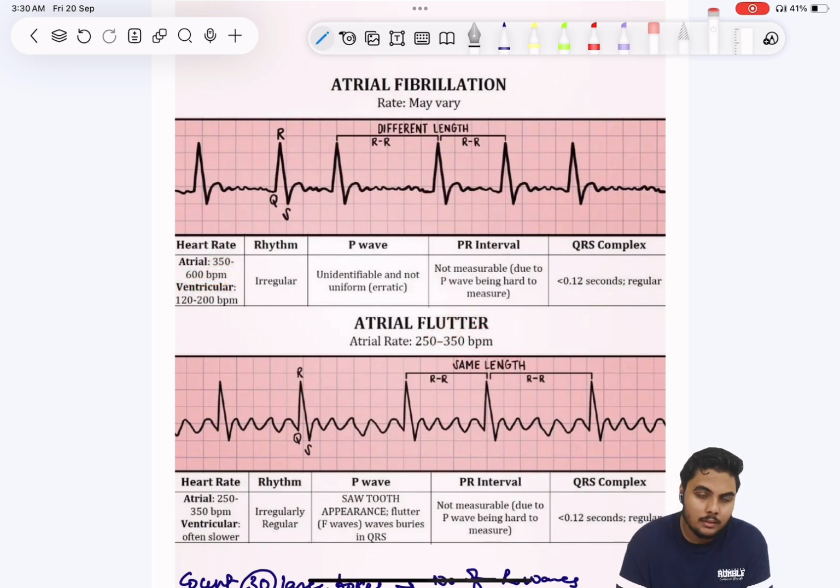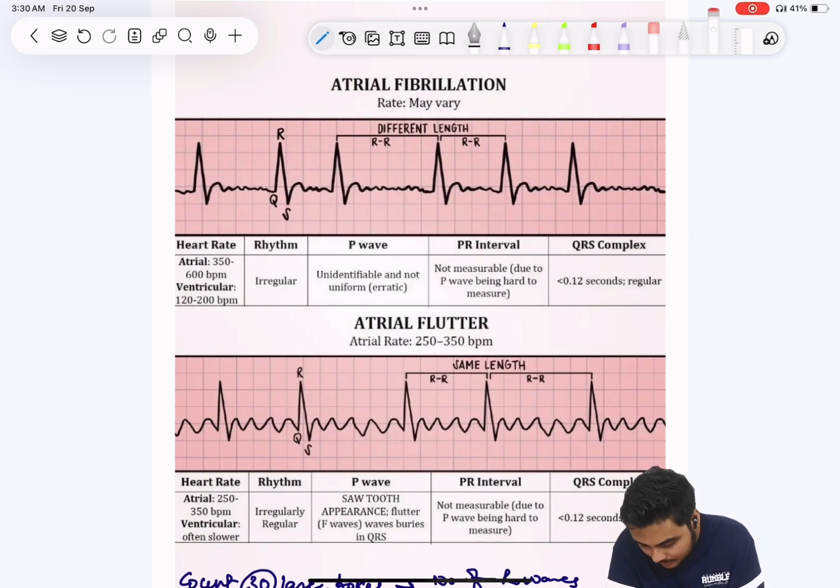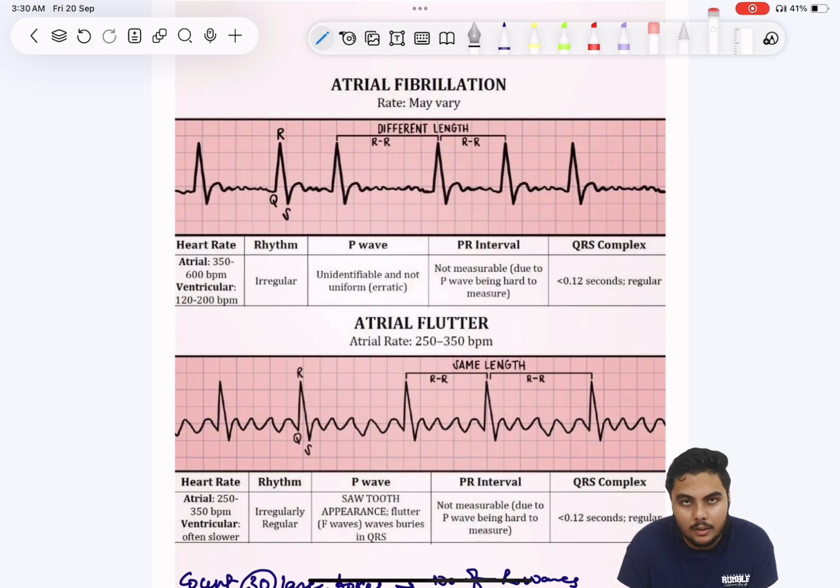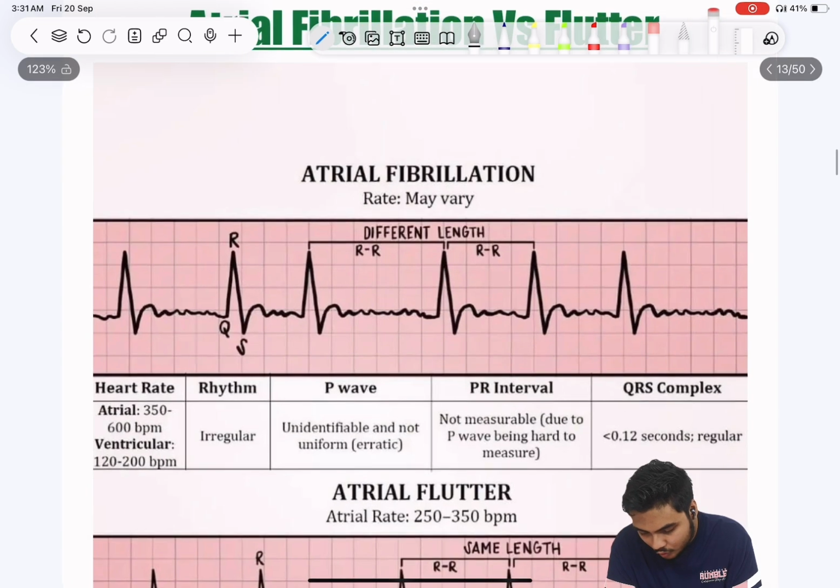Now the waveform that differentiates them is the presence of this sawtooth appearance, right? Here you can see, guys, there is a sawtooth appearance of the waves, on the P waves, right? So this is what is called the sawtooth pattern of atrial flutter, right? And in atrial fibrillation, you can see there is no proper P wave, right?